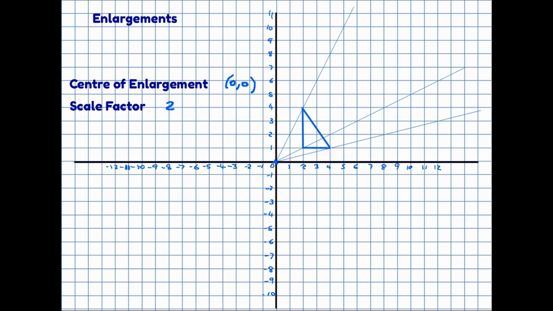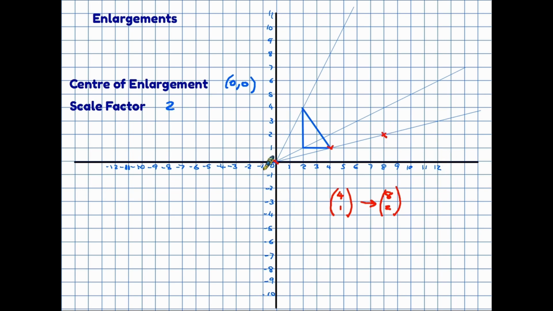Again, let's have a look at the bottom corner of the triangle. If we look at its position in respect of the origin, we need to look at the vector in which it's travelled. So it has moved along the x-axis 4 and up the y-axis 1. So the vector of that particular corner is 4, 1. We are using a scale factor of 2, therefore we're going to double it. So that particular corner becomes 8, 2. I am simply multiplying both numbers by 2. So that means my corner is going to be here.